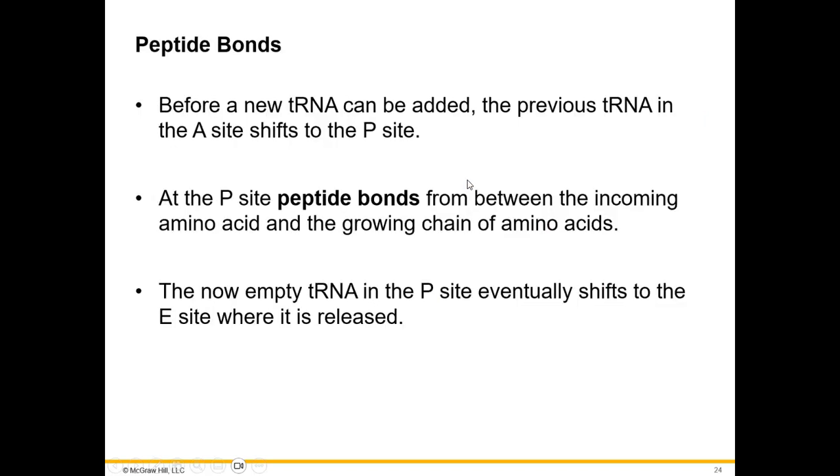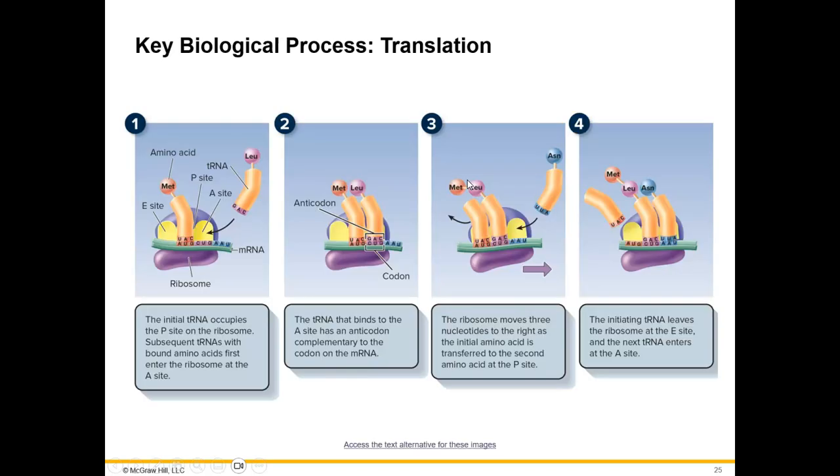Before a new tRNA can be added, that previous tRNA in the A site is going to have to shift. So that makes sense. We have to make room. It's kind of like a factory line. So the tRNA moves from the A site to the P site, so the amino acid can create that peptide bond with the growing chain. And then now the empty tRNA in the P site will have to shift to the E site, where it can exit the ribosome and be released.